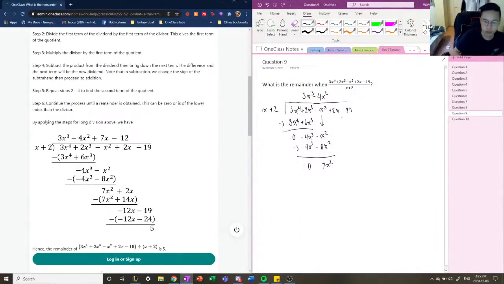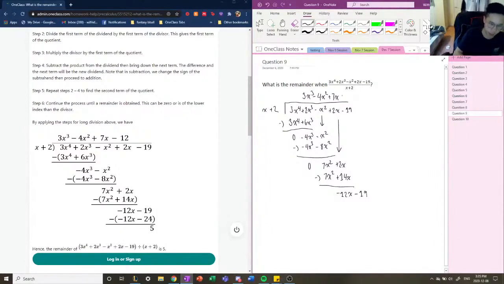All right, next, we move down our next term, plus 2x. So how do we get rid of this? We can multiply it by 7x. All right, so if we do that, we get 7x squared plus 14x. Subtract, we get negative 12x minus 19. We're almost there.